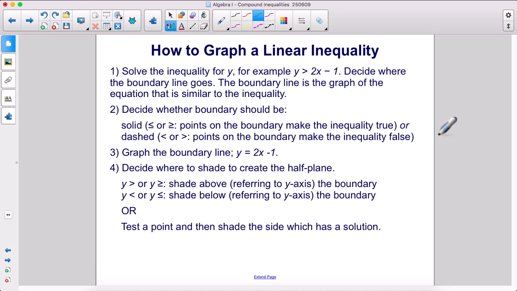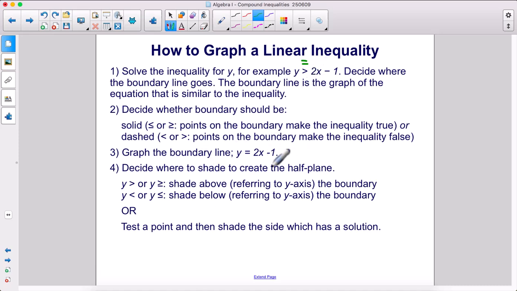How to graph a linear inequality. First, solve the inequality for y. So for example, y is greater than 2x minus 1. Decide where the boundary line goes. The boundary line is the graph of the equation that is similar to the inequality. So essentially, if you just set this equal to an equal sign, then it's just y equals 2x minus 1. That's your line. Then decide whether the line should be solid or dashed. If it's just greater than or less than, it's going to be dashed. If it's greater than or equal to or less than or equal to, it will be solid.